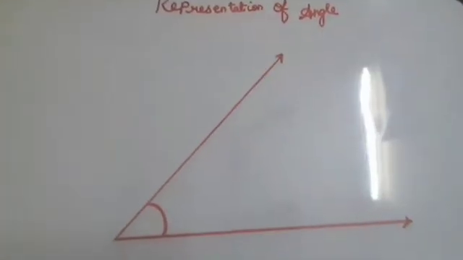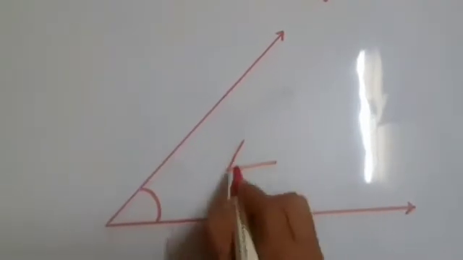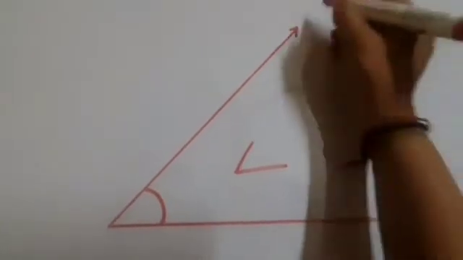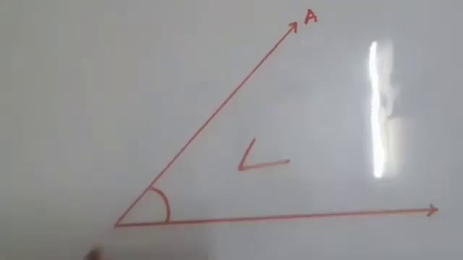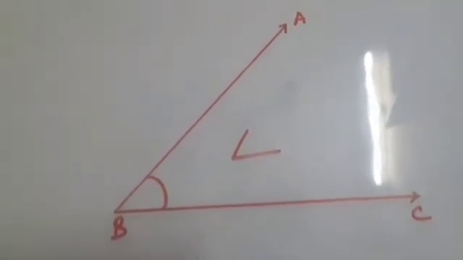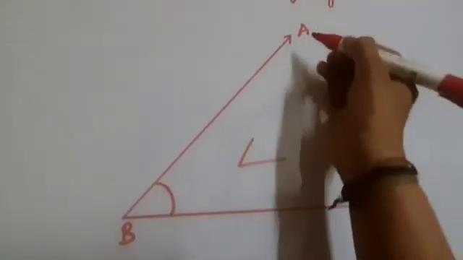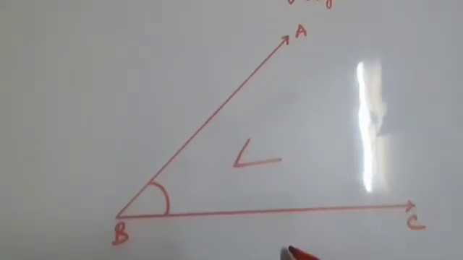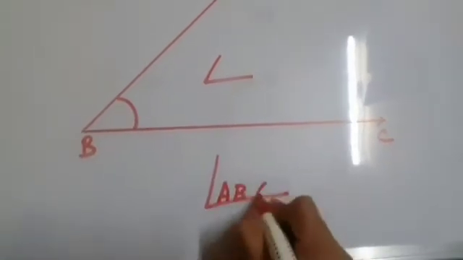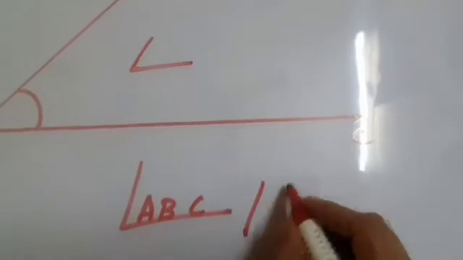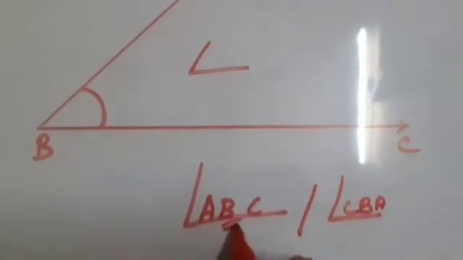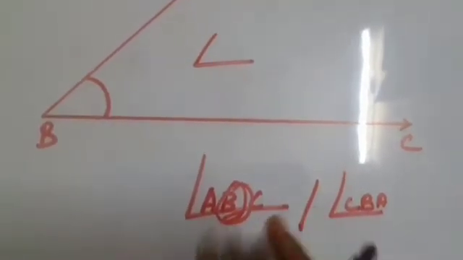Representation of an angle. An angle is represented by this symbol and it is denoted by a capital letter of the English alphabet. Here you see I have denoted the angle by English alphabets in capital letters. So now this angle is represented as angle ABC or angle CBA. The middle letter represents the vertex of the angle.